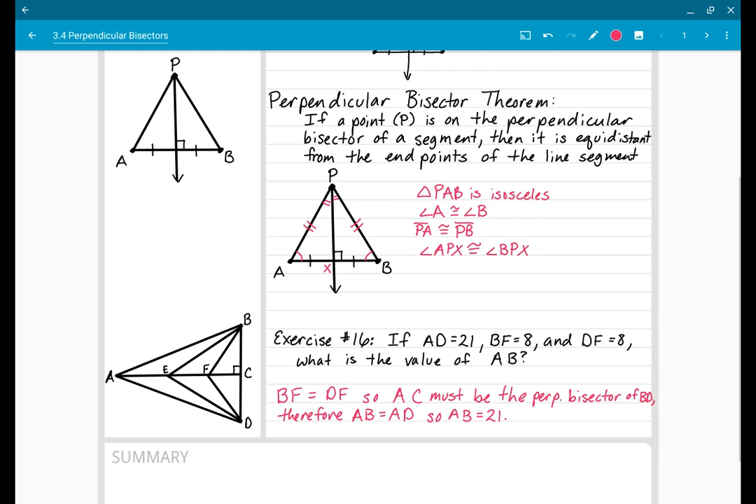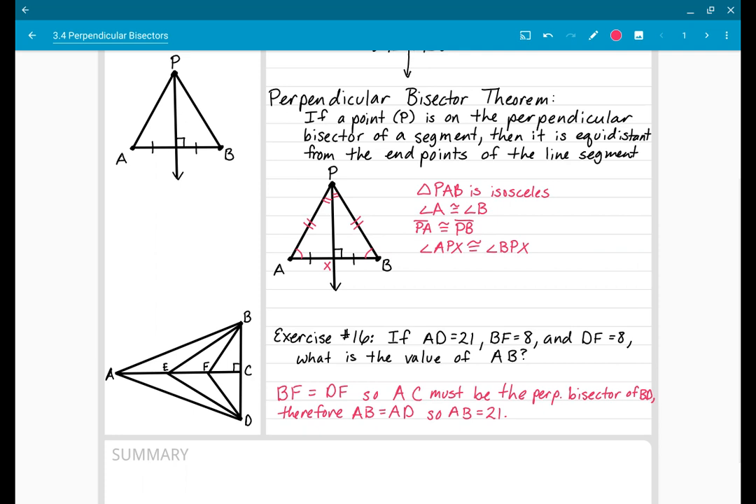Now we can use this information in problems like exercise number 16 from your book. So if you're not sure how to draw this, it's also in your book. Exercise number 16 says if AD is equal to 21, BF is equal to 8, and DF is equal to 8, what is the value of AB?